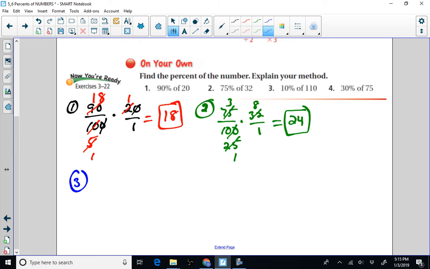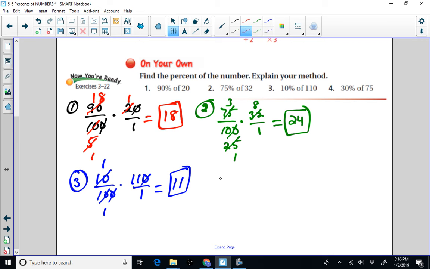Let's try problem 3 down here. Problem 3, we have 10%, which would be 10 over 100, times 110 over 1. Divide out, divide out. 10 and 10 become 1 and 1. Numerator times numerator, denominator times denominator. 1 times 11 is 11. So 10% of 110 would be 11.